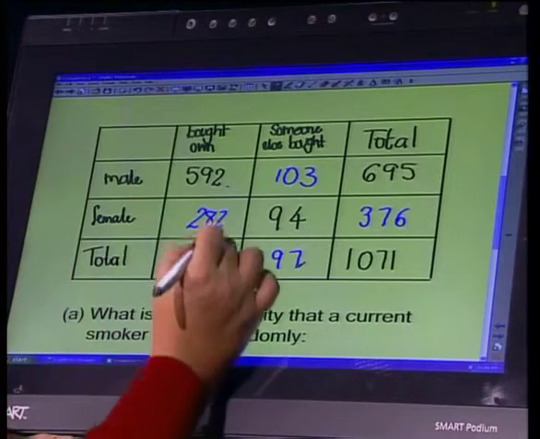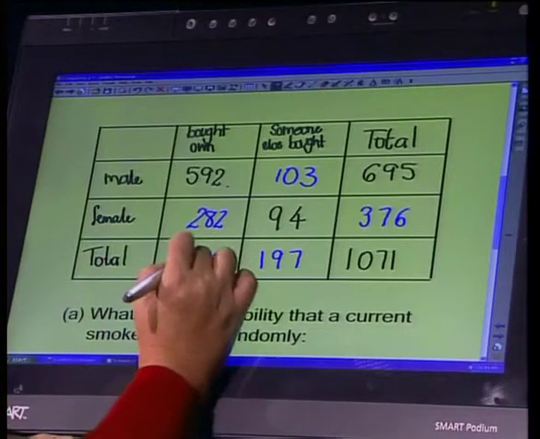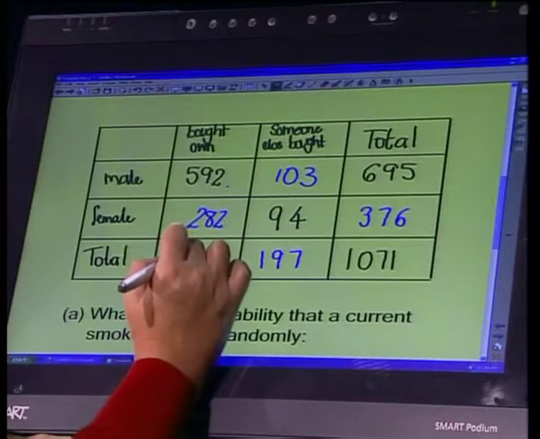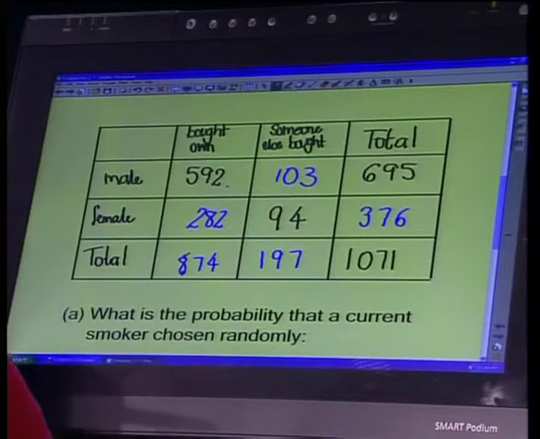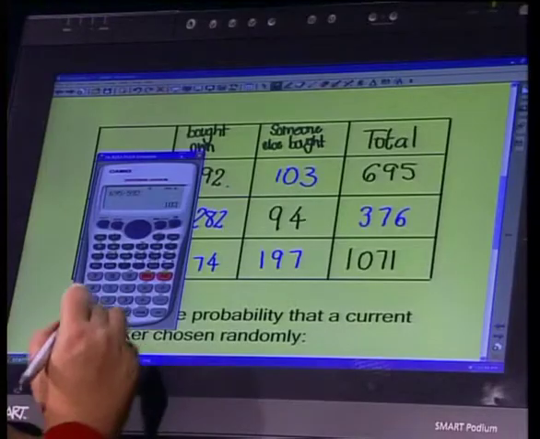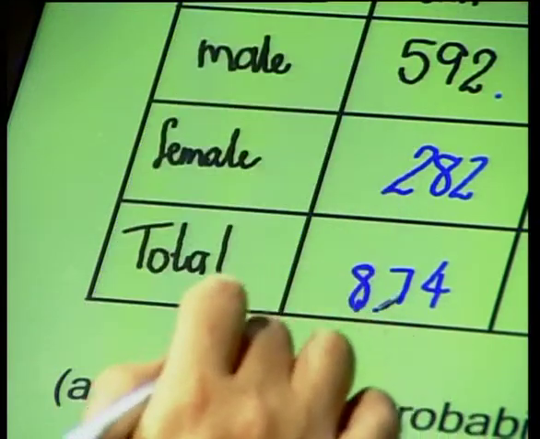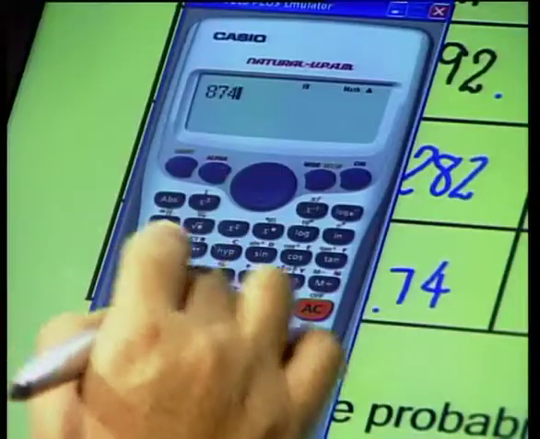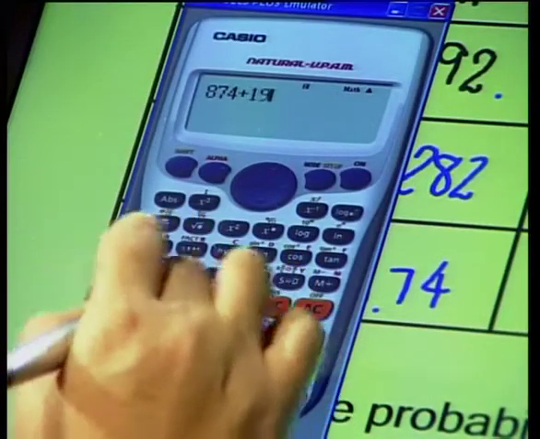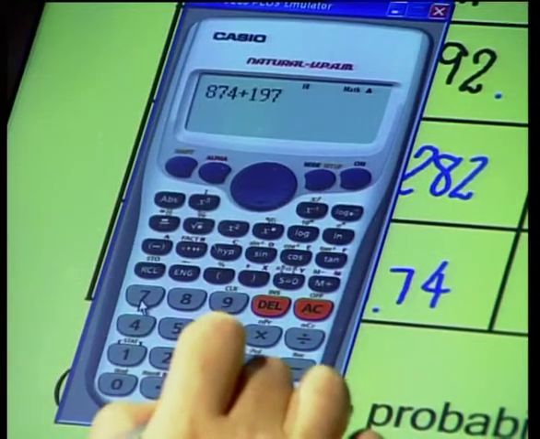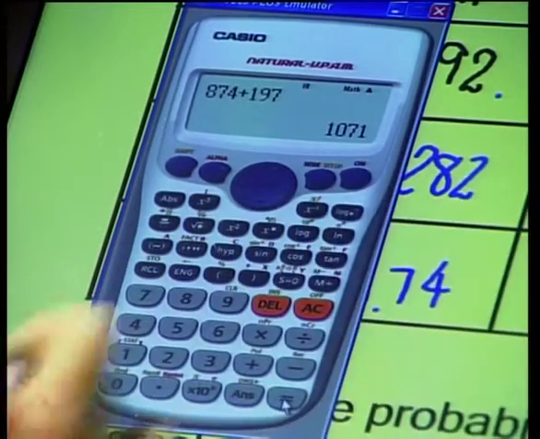197. This one should be 417, 874. Now again, because I've calculated these two using my own head, I would then take my calculator and do a quick check that I've actually calculated correctly. So this was 874 plus 197. And what answer are you expecting? Yes, it should be 1071. If you got that answer, then obviously you've added or taken away correctly. Well done.